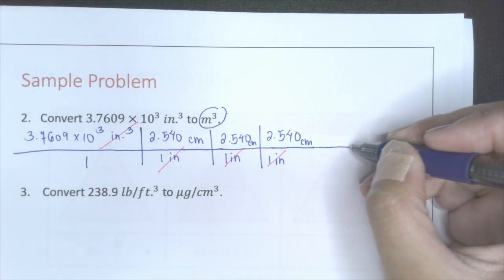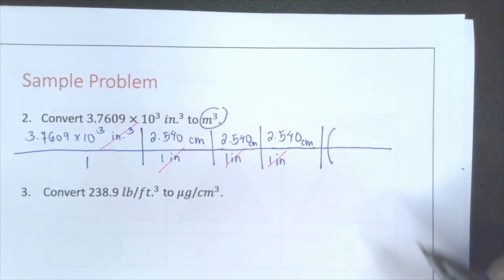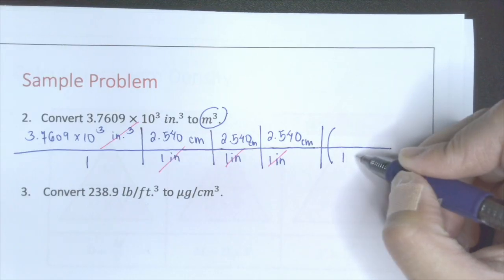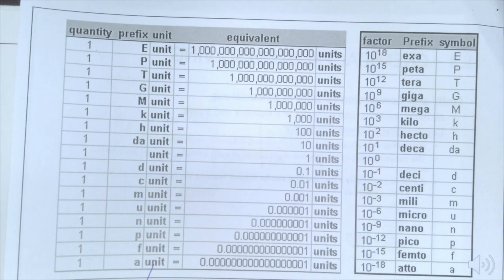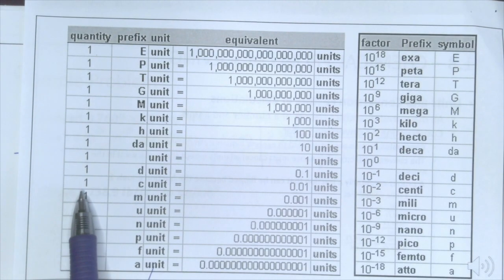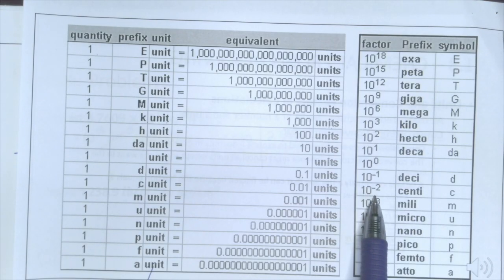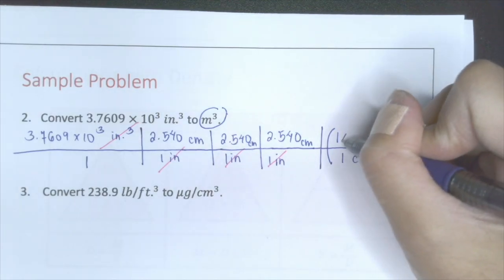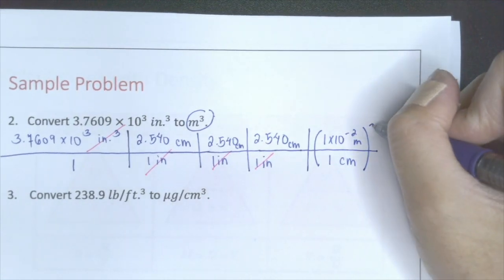One way to write this out so that you don't have to write the units 3 times is that you can just put it in parentheses. So we have 1 centimeter, and you're going to need your table for this if you're not familiar with the prefixes and their values. 1 centimeter is equal to 1 times 10 to the negative 2 meter. We encase that in parentheses, and then we're going to cube it.